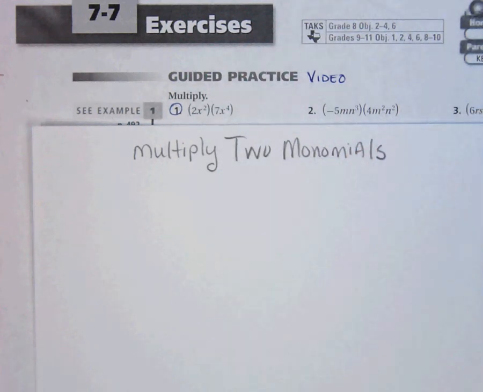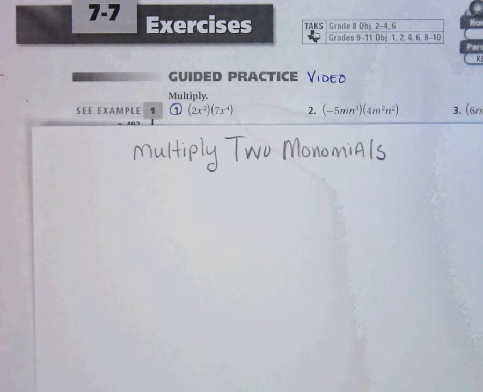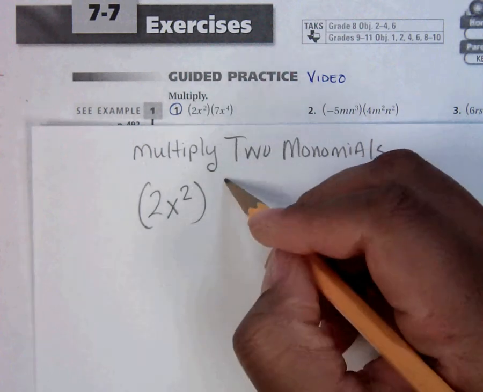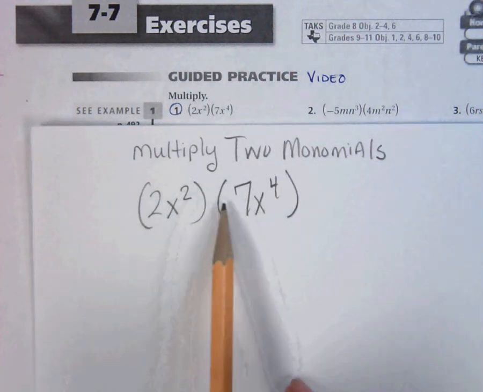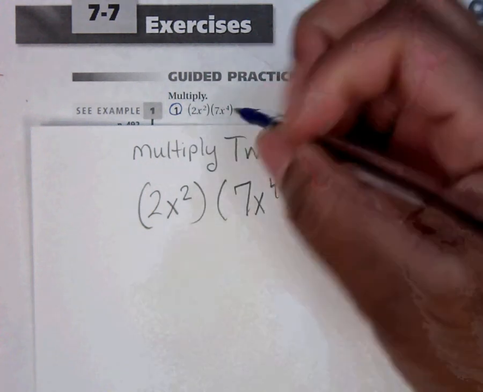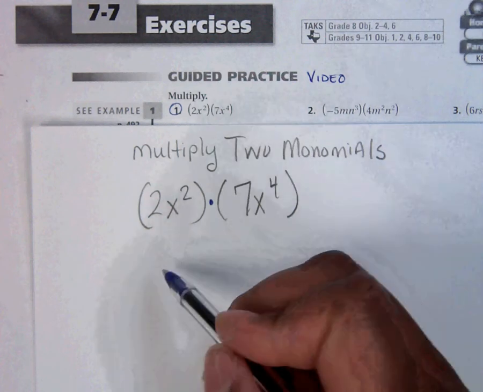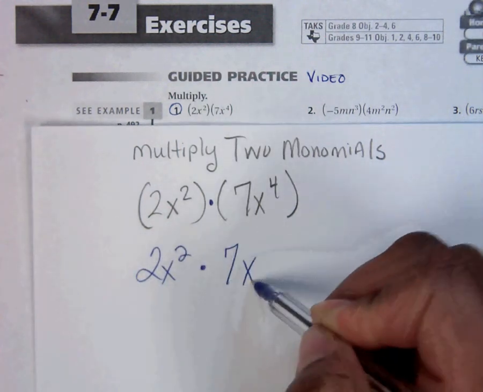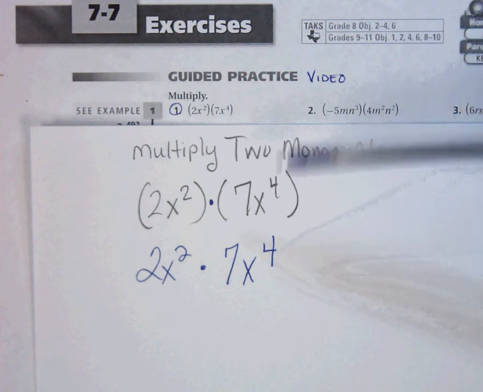Okay? Now you really already know how to do this. It's just in a different form. So 2x squared, parentheses 7x to the 4th. There is nothing between the parentheses, so you are multiplying. And to multiply, it probably would look better if you remove the parentheses so that you could see that it is exactly what we did in class last time.